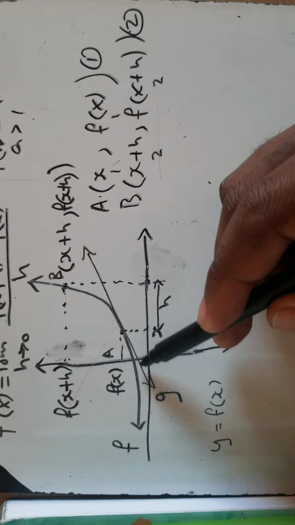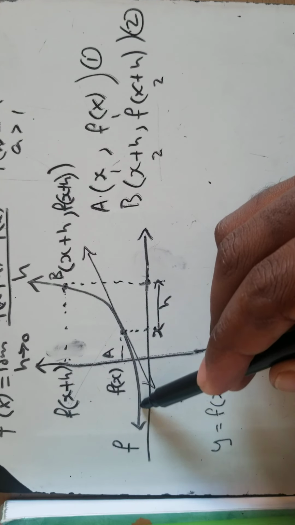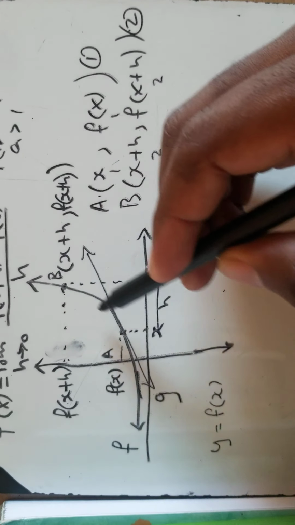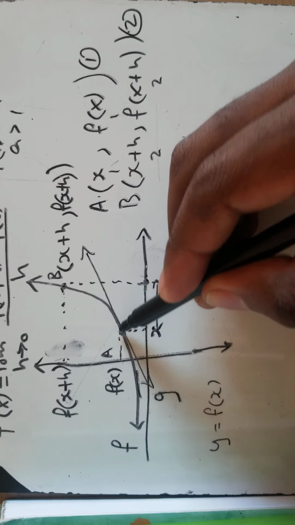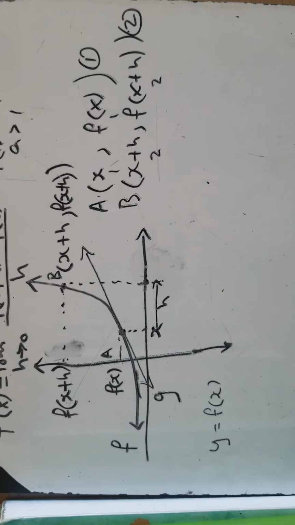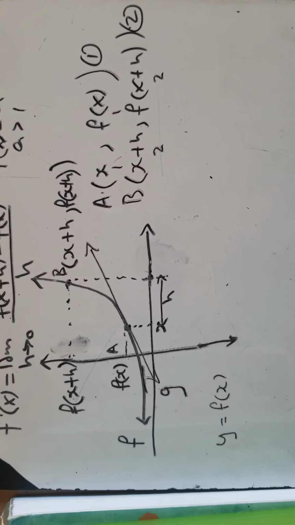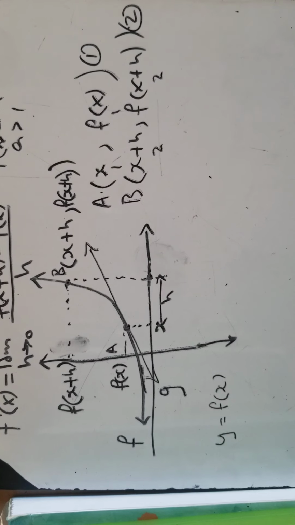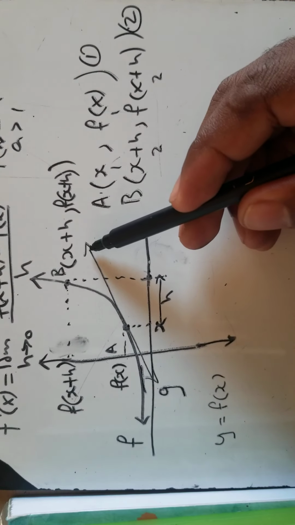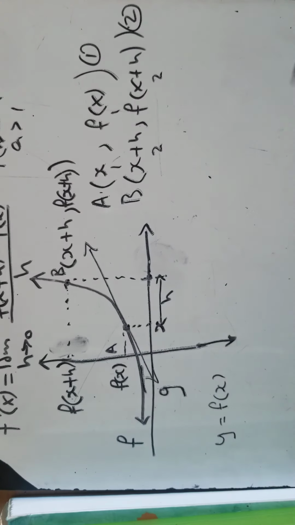So the gradient of the straight line at point A and the gradient of the curve f at point A will be the same, because that is their point of intersection. So at that point their gradients will be what? It will be the same. So what we need to do now is find a way of manipulating the gradients of these two functions to be the same.